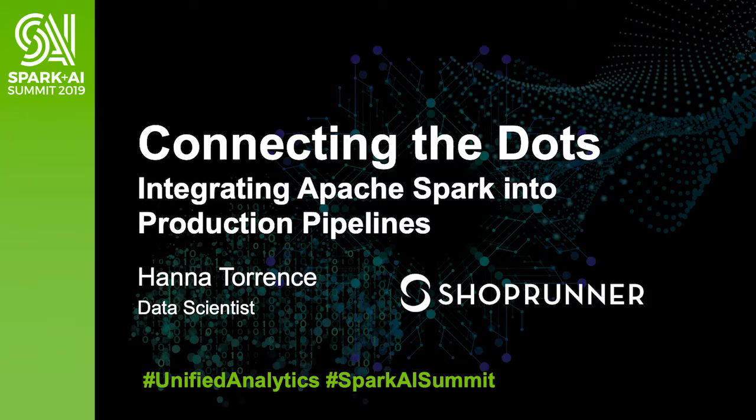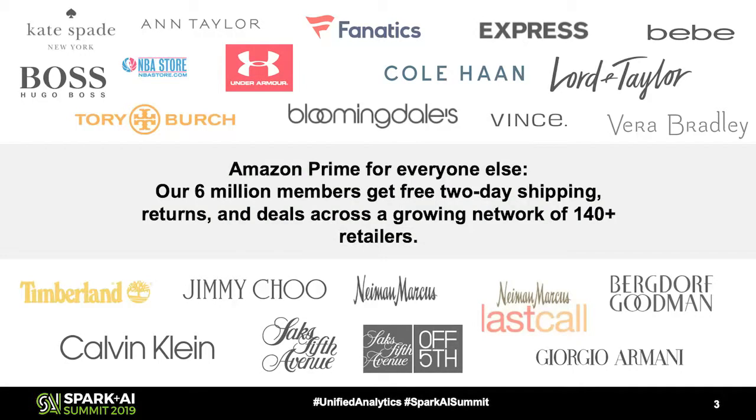I'm a data scientist. I work for a company called ShopRunner. We're based out of Chicago. We're an e-commerce company. We like to think of ourselves as Amazon Prime for everyone else. So we partner with about 140 different retailers, a lot of high fashion places, everything from Saks Off Fifth to Neiman Marcus to a really wide array of brands and an ever-expanding product array as well. And then we have a network of millions of members who, as part of being a member of the ShopRunner network, are offered free 2-day shipping, free returns, and deals across our retail network.